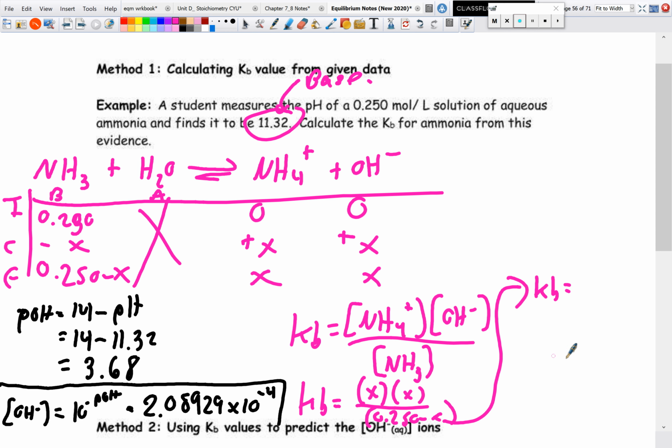And I don't really have enough room to fill everything in, but when you do, you should get 1.8 times 10 to the negative 5. So remember, this is your x value here, and you plug this into x there, and then of course in your bottom, your 0.250 minus x, you plug that in down there as well, and you should get your Kb of 1.80.